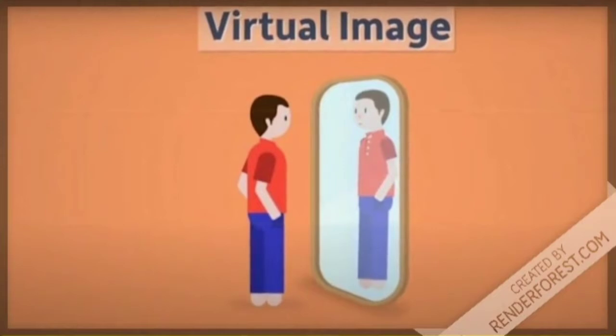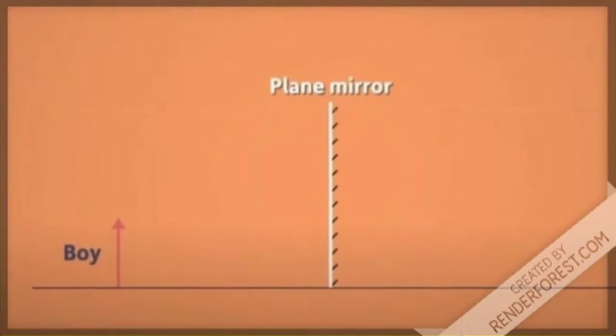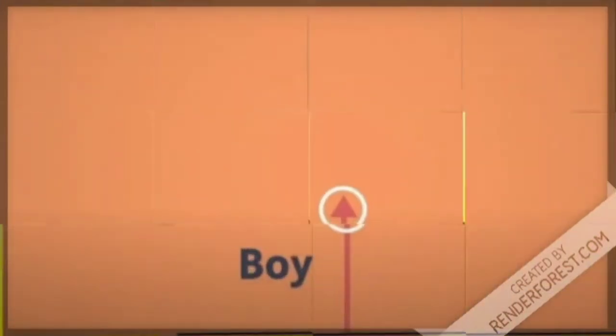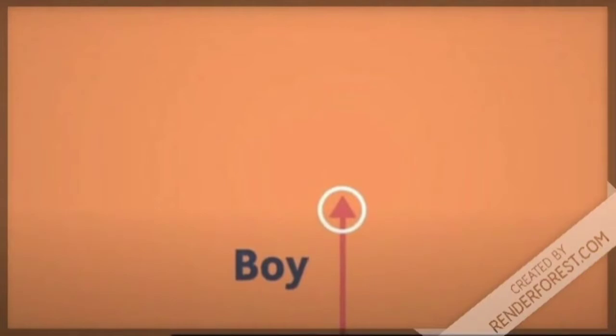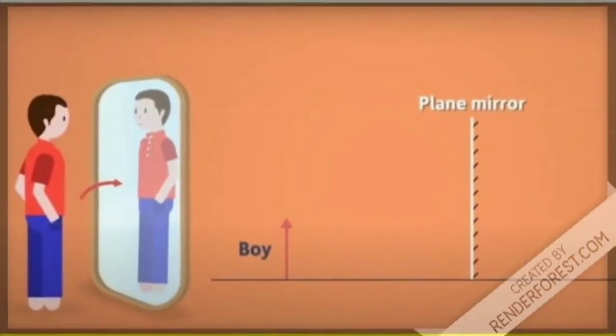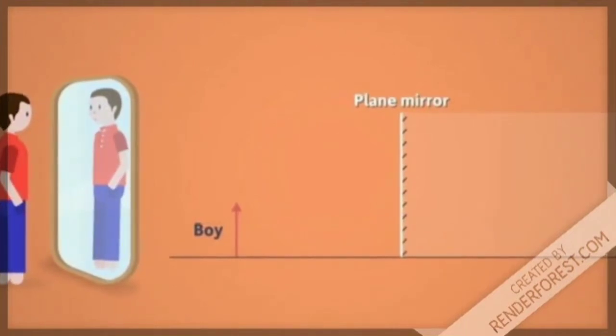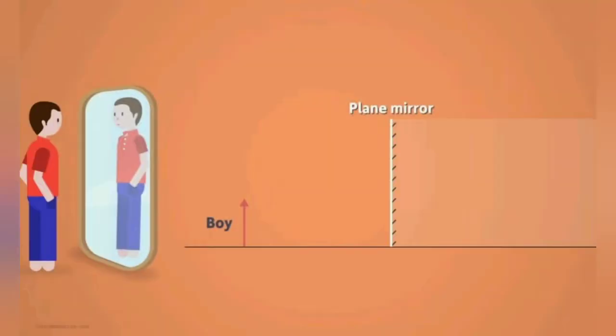In order to explain what a virtual image is, let's first simplify this image. Let's represent this boy with an arrow pointing up. And here is our plane mirror. You can assume the top of the arrow to be the top of the head of a boy. Now, where is the image of the boy formed? When we see our image in the mirror, it seems to us that the image is formed somewhere behind the mirror. But there is nothing behind the mirror, right? For us, the light rays seem to come from a location behind the mirror.